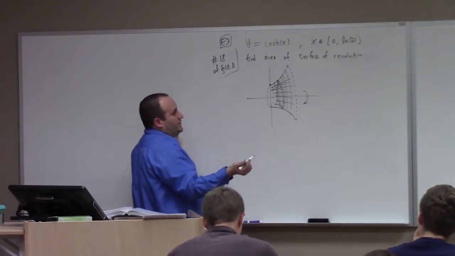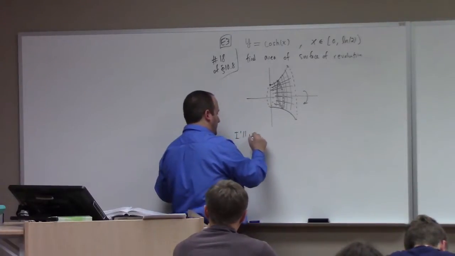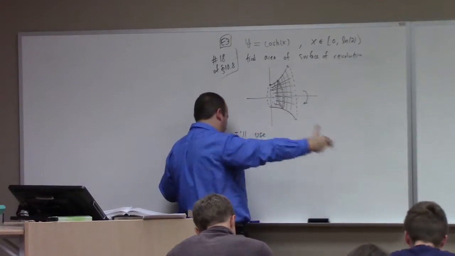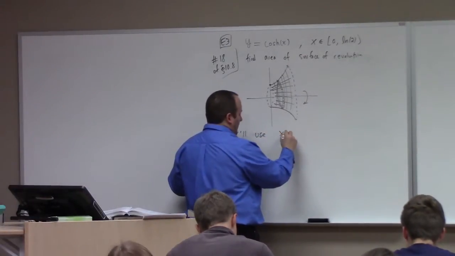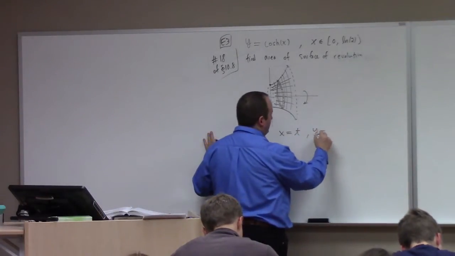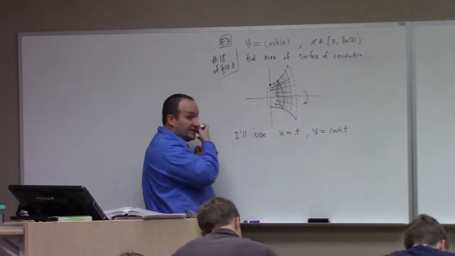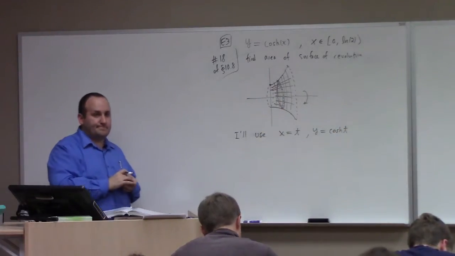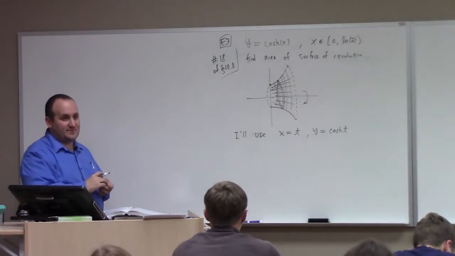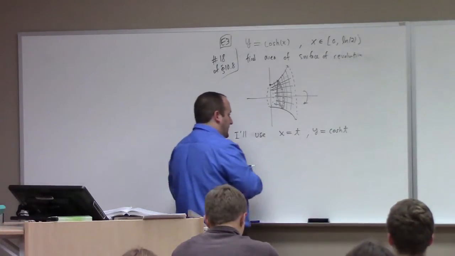Parameterization, right? So basically I would use x equals t and y equals cosh t, if you like, as a parameterization. Or if you want, you could leave t equals x. It's up to you. I'm going to put x equals t to emphasize conceptually what's going on here.